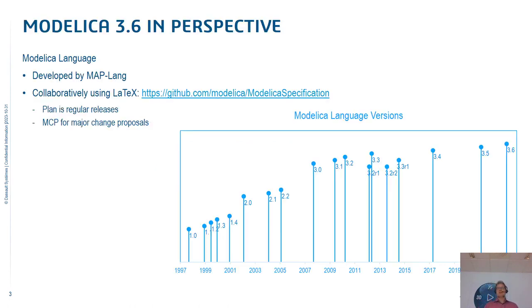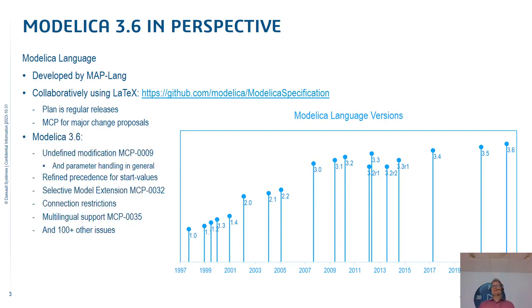So put Modelica 3.6 in perspective. Modelica language is developed by the Modelica Association Project language. It's collaboratively developed using LaTeX on GitHub. And the plan is for regular releases, and all the major things are in Modelica change proposals. And you see here, after we switched to this collaborative work, we released 3.5 and then we released 3.6 sort of on schedule.